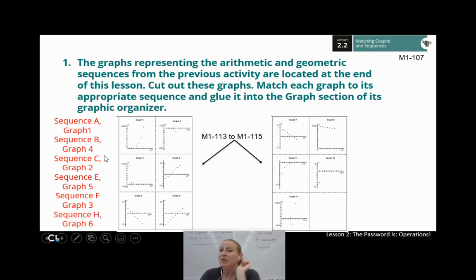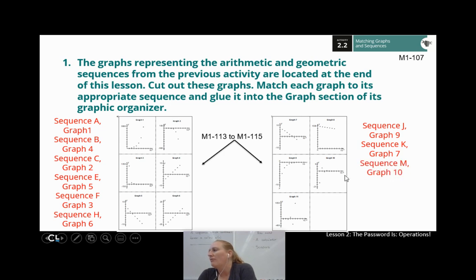And notice I'm skipping a few letters. Remember, we threw a few out. Sequence H matches up with graph 6. Sequence J matches up with graph 9, this guy over here. Sequence K matches up with graph 7, so that's this one right here. Sequence M matched up with graph 10, and that means sequence N, oh wait, we're almost there. Sequence N matched up with graph 8, and last but not least, sequence P matched up with graph 11.